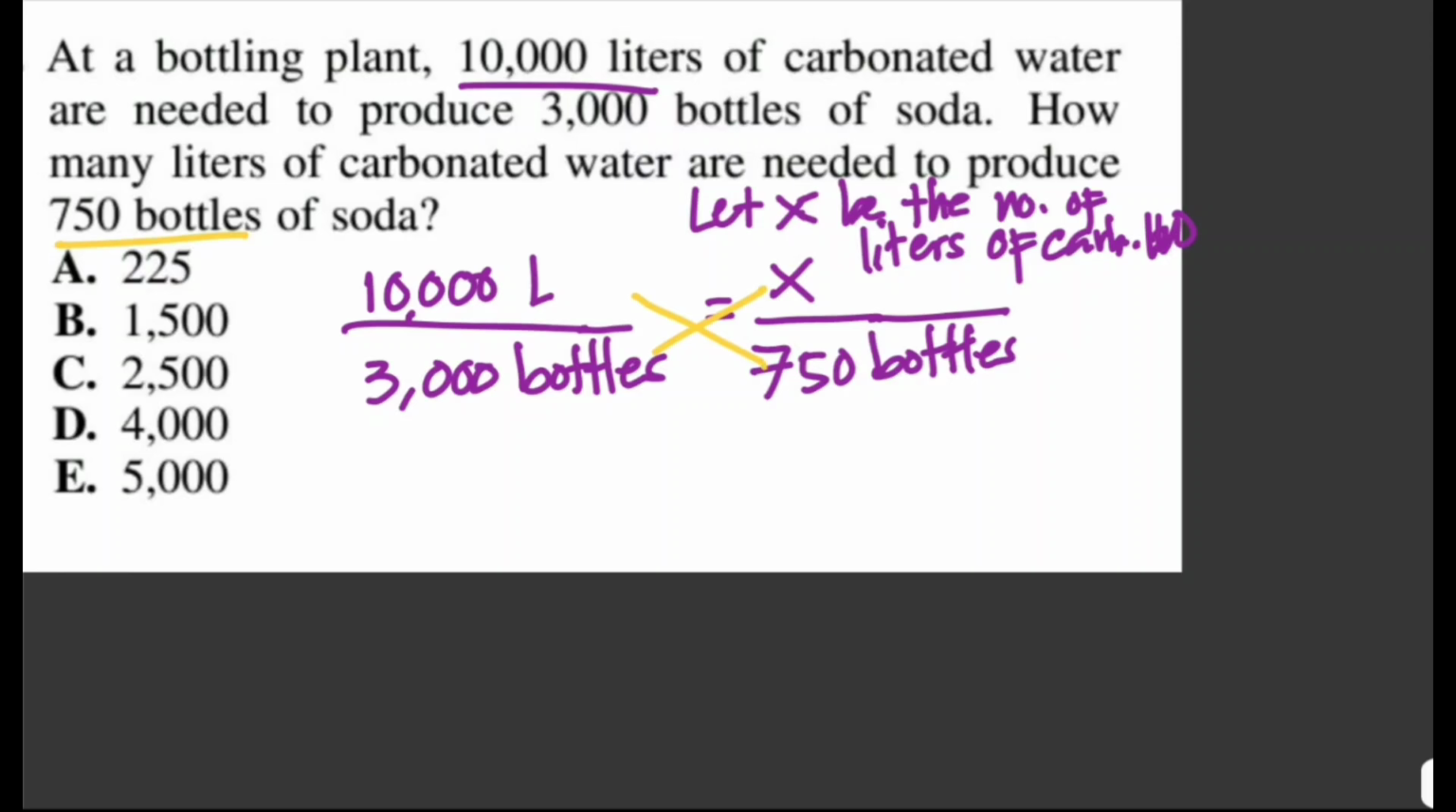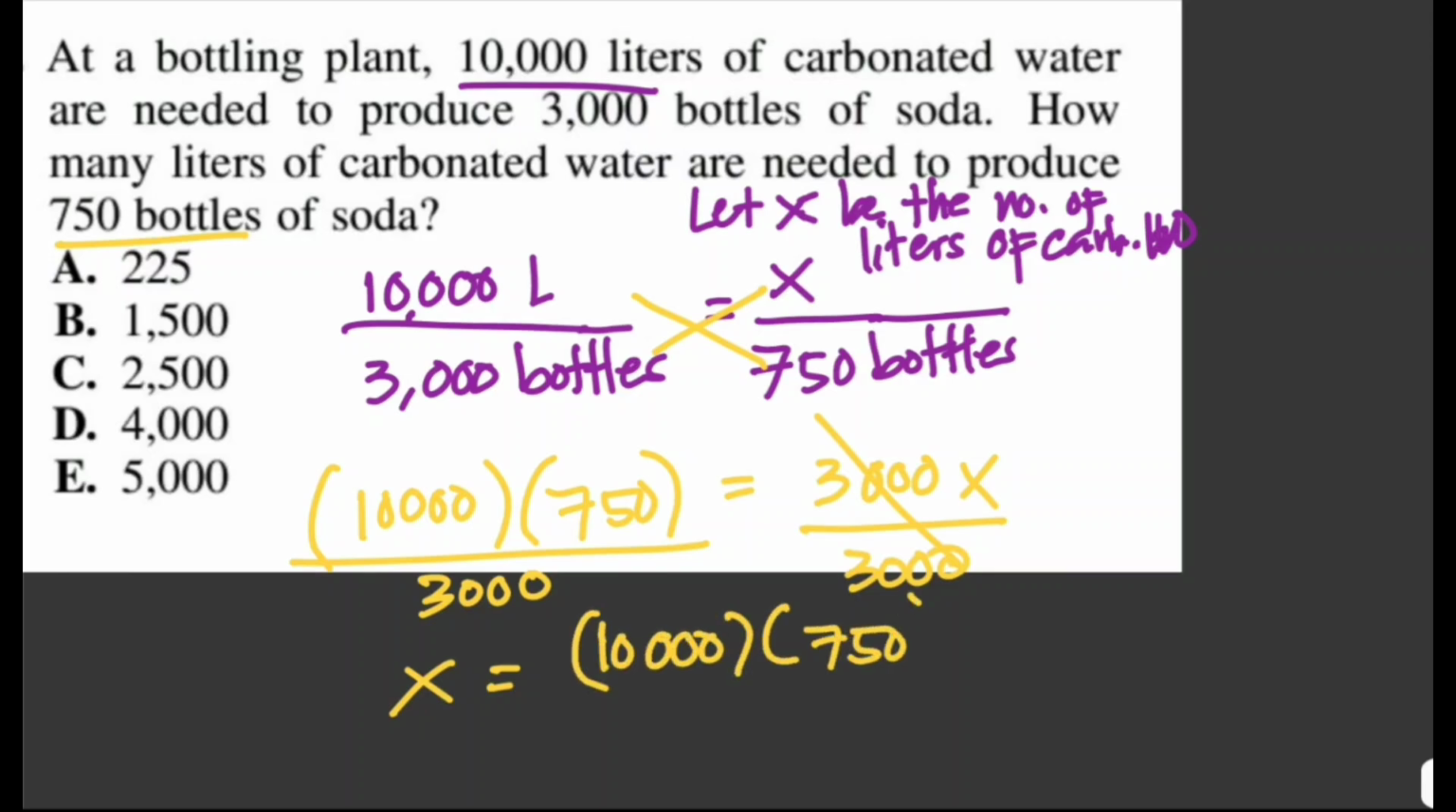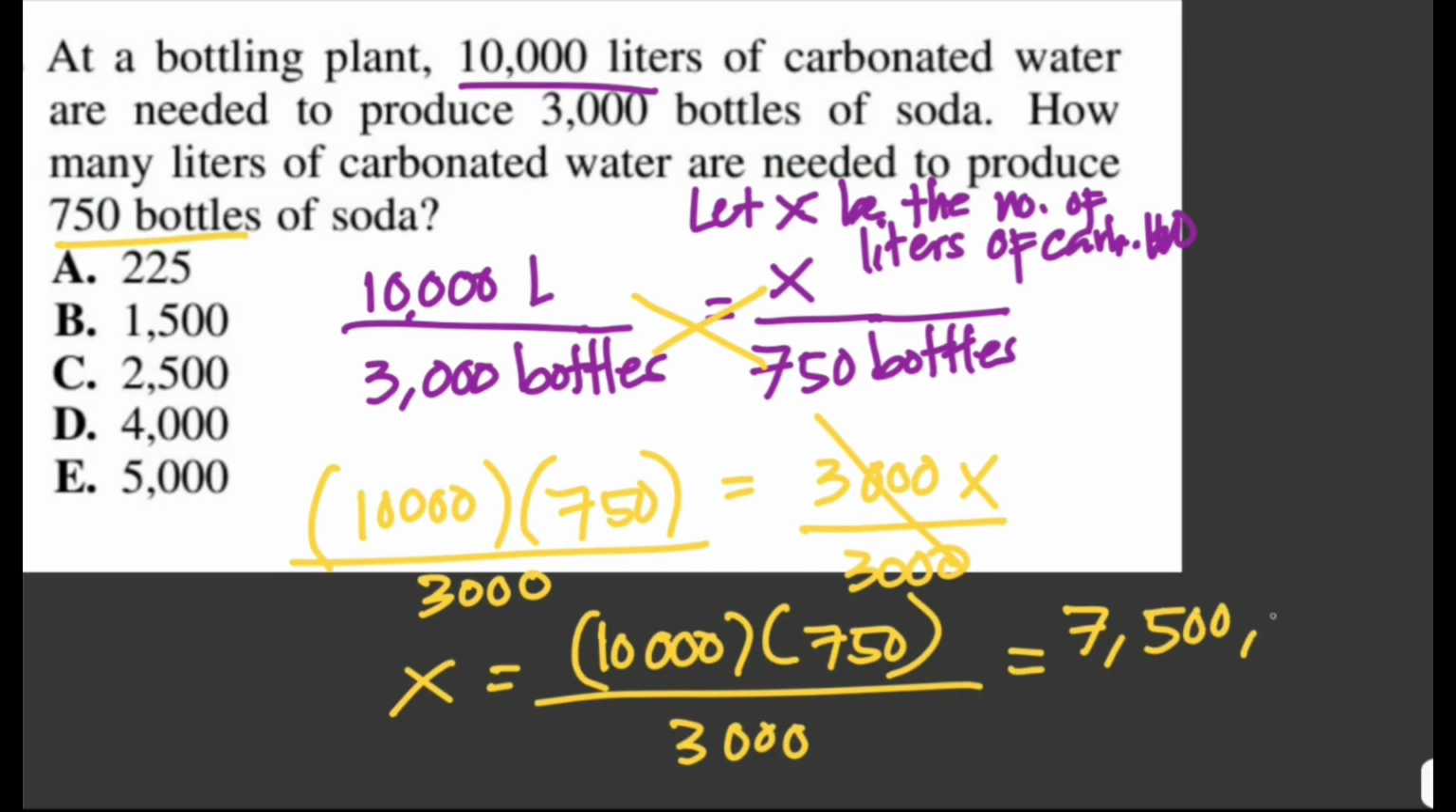Then we cross multiply, so we can solve for X. This would become 10,000 times 750 equals 3,000 X. Then we divide both sides by 3,000. Therefore, X would just be 10,000 times 750 over 3,000. And this is 7,500,000 divided by 3,000.